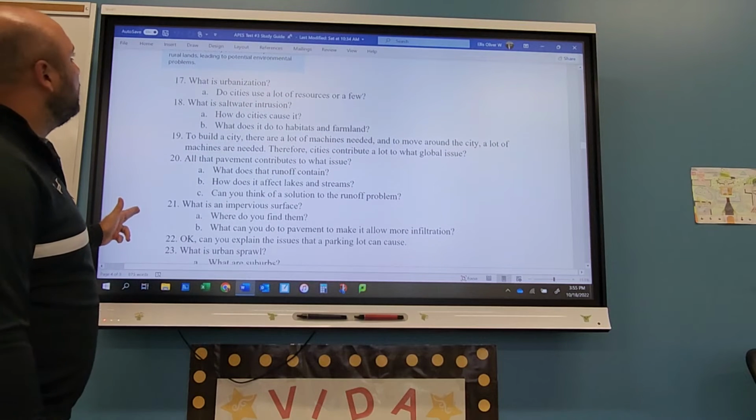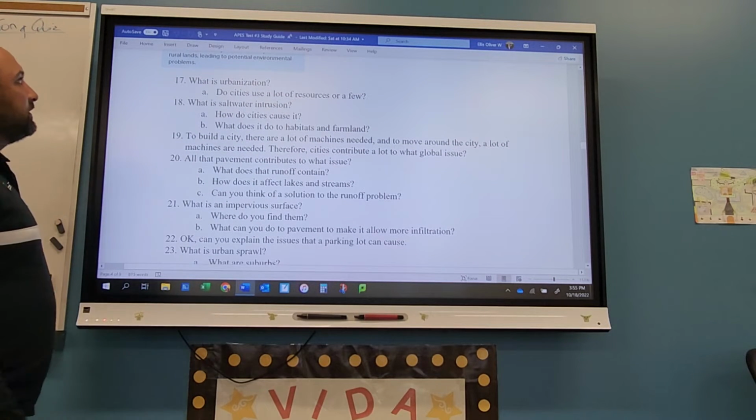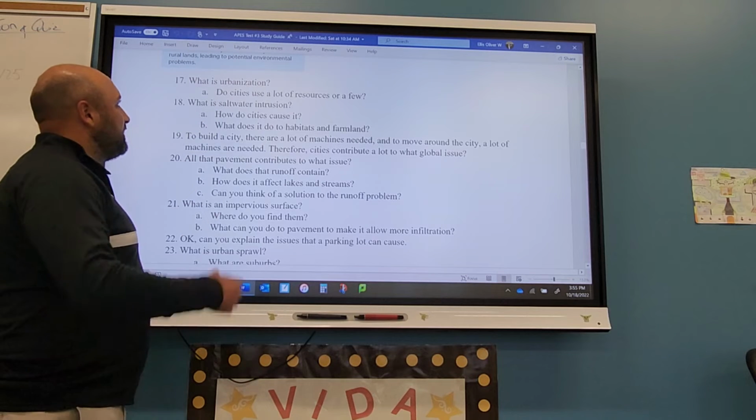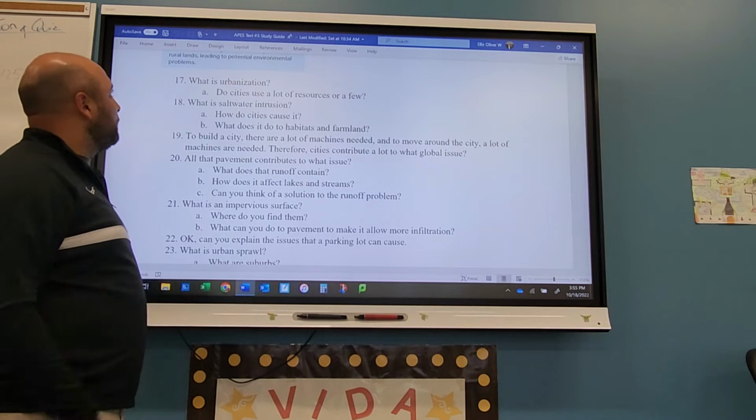Okay, what is urbanization? That's building a city. Cities use a lot of resources, and that's the main problem. That's where we're going to go off from here.